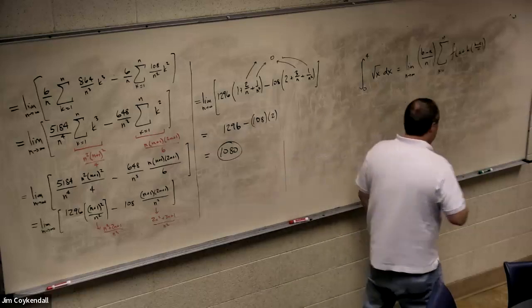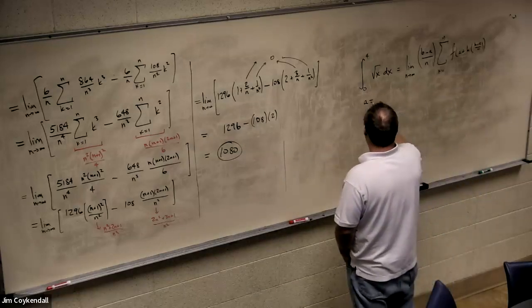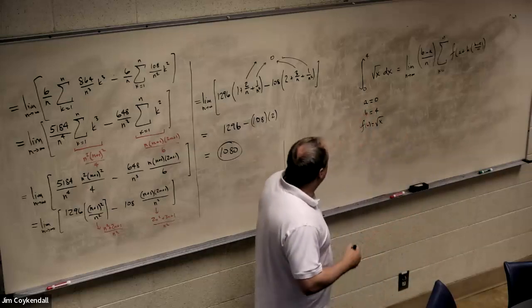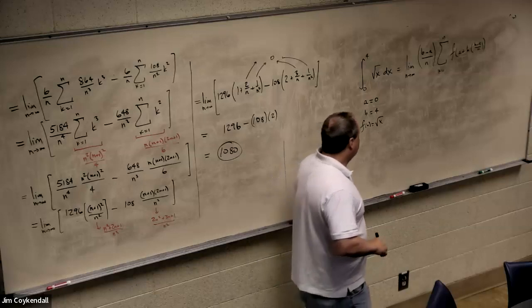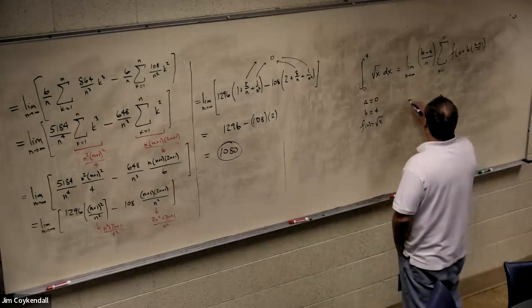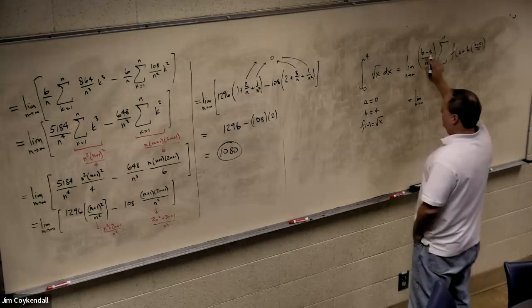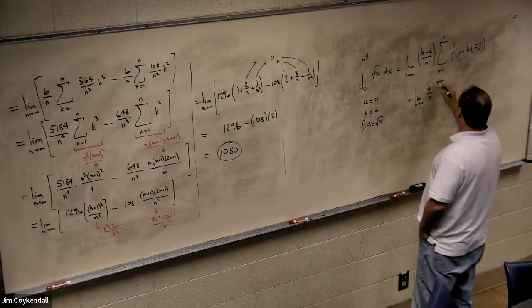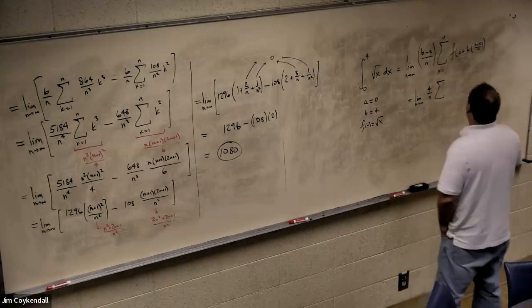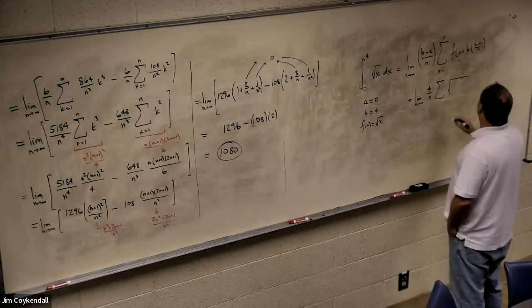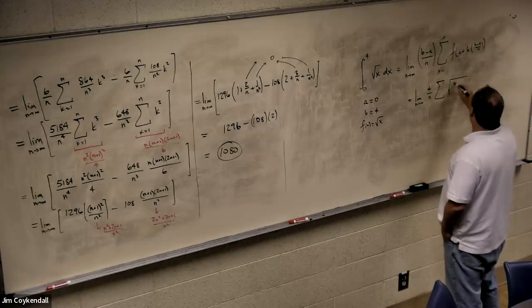If you look at this function here, a is 0, b is 4, my function is square root of x. Well, so again, limit as n goes to infinity. b minus a is 4 over n. That's the sum of this is going to be 0 plus k times 4 over n, so the square root of 4 over n k.